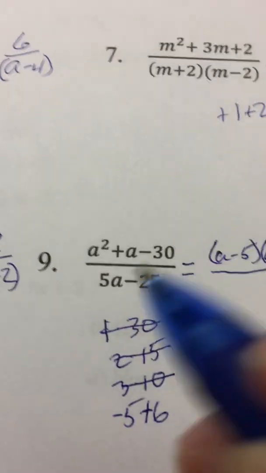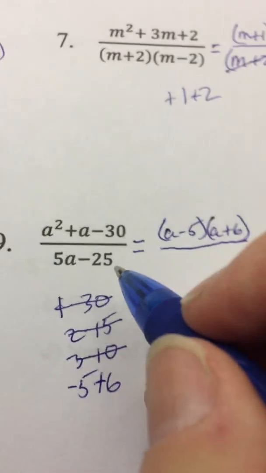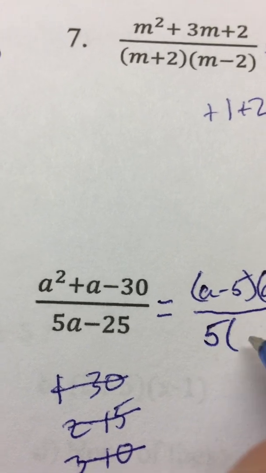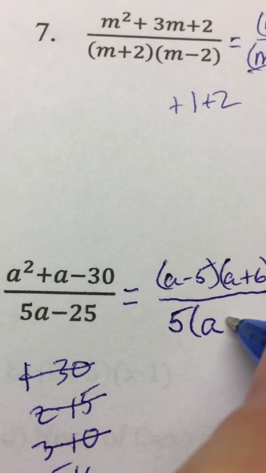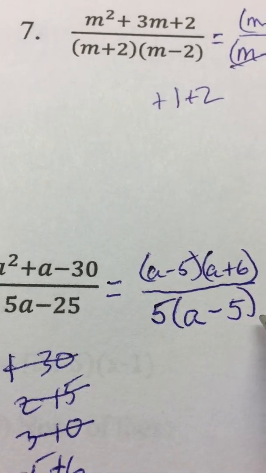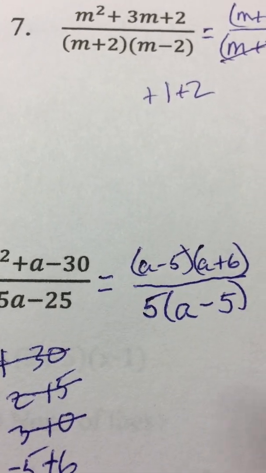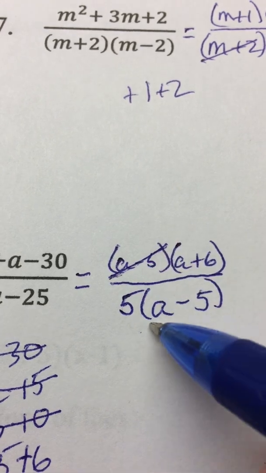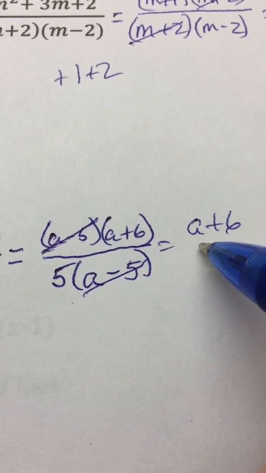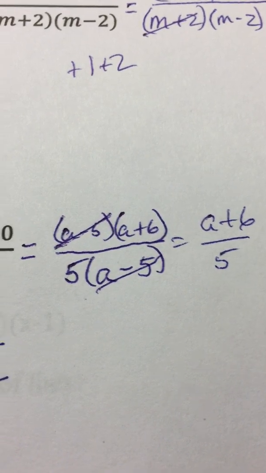On bottom, look for a GCF first. There are not a's in both pieces, but 5 will go evenly into 5 and 25. So this becomes 5 is the GCF times a, and 5 times the negative 5 will give me a 25. So 5 times a is 5a, 5 times negative 5 is negative 25. And looky there, a minus 5 and a minus 5 cancel out. You're left with a plus 6 over 5. There we go.